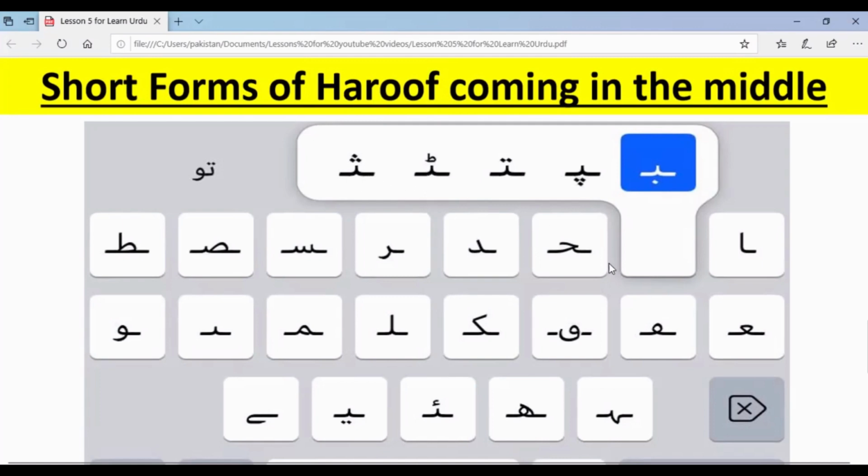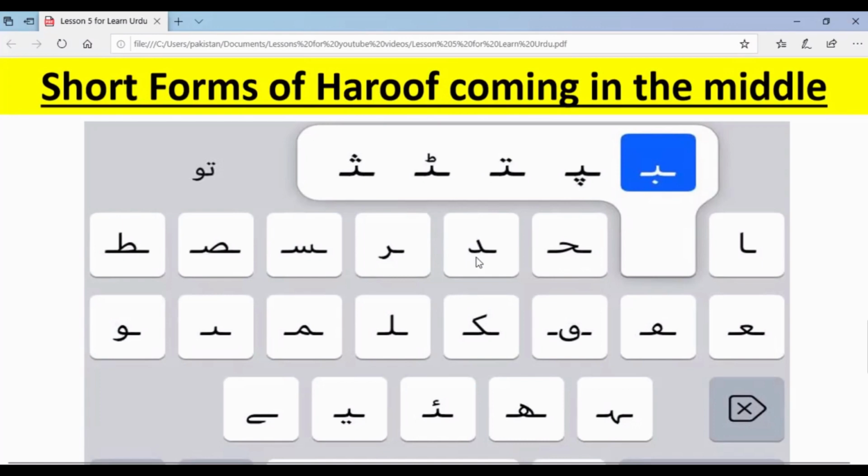And Jim, Che, He, Khe, all four letters of this group will look like this. Jim will have one dot below, and Che will have three dots below. He is empty, and Khe will have one dot at the top.